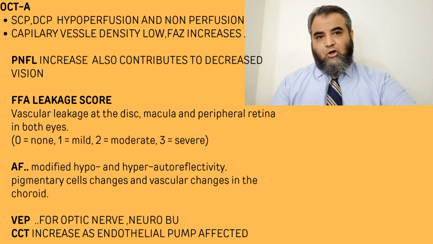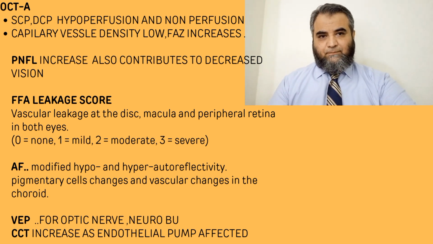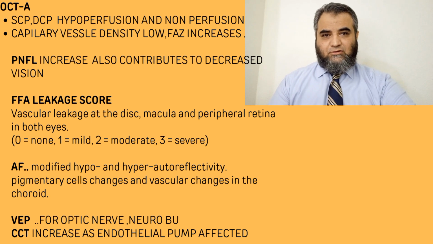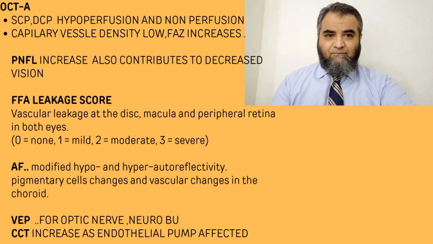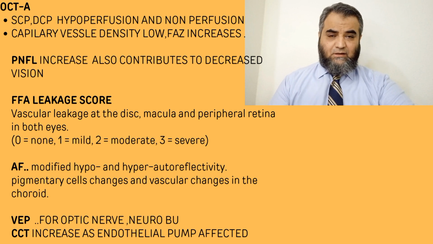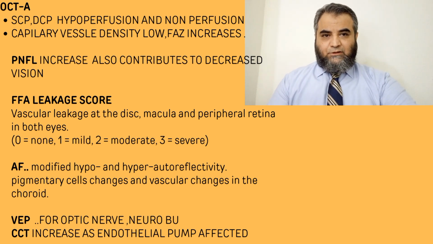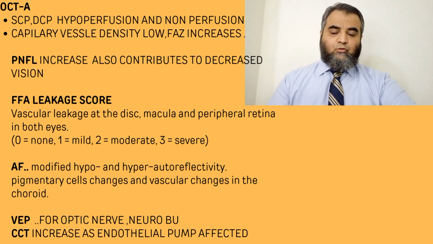Yes, OCTA. If we talk about the peripapillary nerve fiber layers, it has also been mentioned that they increase. As the edema and all these things are going on, the peripapillary nerve fibers are also increased, and they also contribute to decreased vision. FFA leakage can happen at the disc, macula, periphery of the retina, anywhere possible. It also has a grading system: 0 for none, 1 for mild, and moderate severity. If we talk about autofluorescence, yes, there may be modified hypo-autoreflectivity to hyper-autoreflectivity. This is because of the pigmentary cell changes going on, and vascular changes.